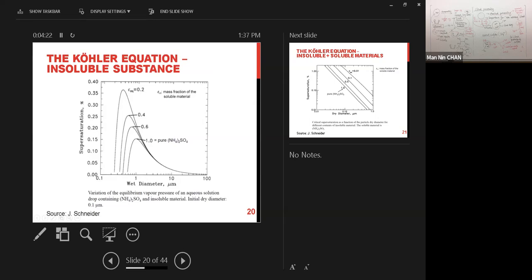For example, in this case, if you have pure ammonium sulfate, the critical supersaturation is about 0.15. But if you have some insoluble materials mixed with the ammonium sulfate, then you can see here your critical supersaturation is about 0.2, and with more insoluble material about 0.35. So your aerosol becomes less easy to activate if you have less soluble materials. This is the idea, so we should keep it in mind.